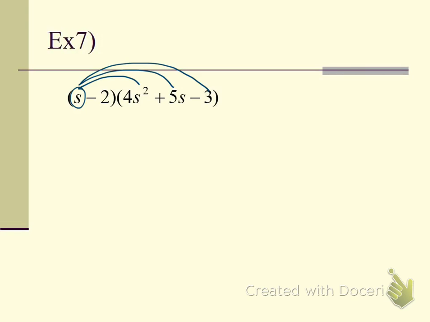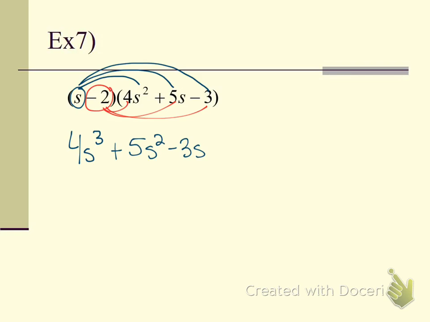So what is S times 4S squared? 4S cubed, or to the third. S times 5S is 5S squared. Positive, so I'll put a plus. S times -3 is -3S. Good. Now I have to distribute what? The -2 to the 4S squared, 5S, -3. Very good. -2 gets distributed to everything.